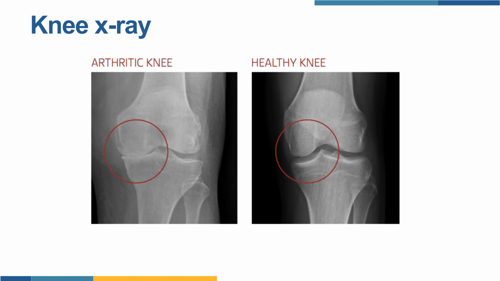Here we see an X-ray of a healthy knee on the right and an arthritic knee on the left. In a healthy knee, we see black space between the bones. This is not empty space, it is your cartilage. Cartilage does not show up on X-ray, but if we see the black space, we know the knee joint has lots of healthy cartilage. In the X-ray on the left, there is no space between the bones, and so we know that the cartilage has been worn away, leaving bone on bone.